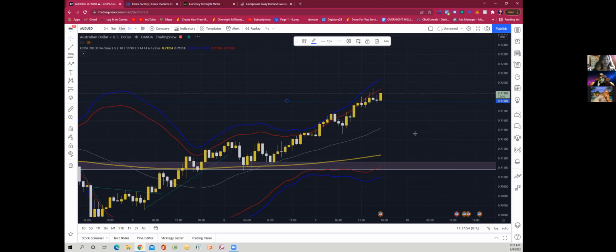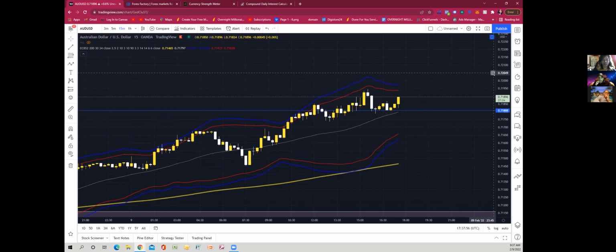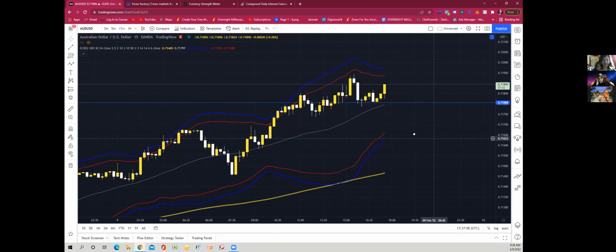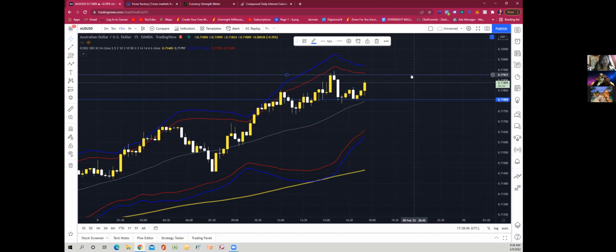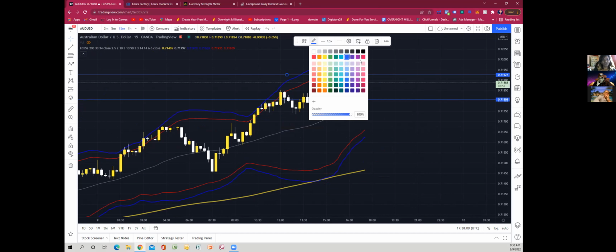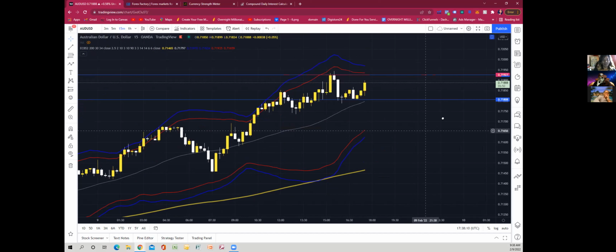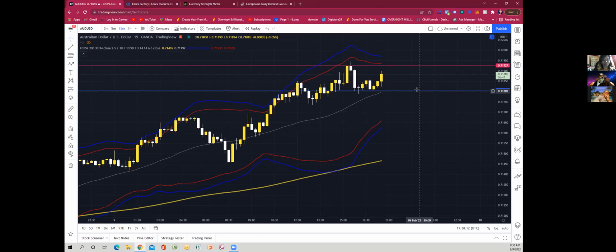Sorry, that's a little glitch there. So that's the hourly. This is the 15 minutes. This is the most recent high right here, on my 15 is the pink line. Yes, I have a system. This is the most recent low. As you can see, the market is just consolidating inside of this zone, bouncing back and forth in that zone.